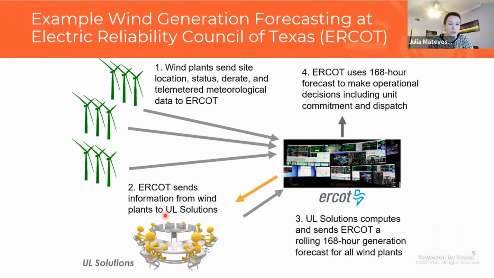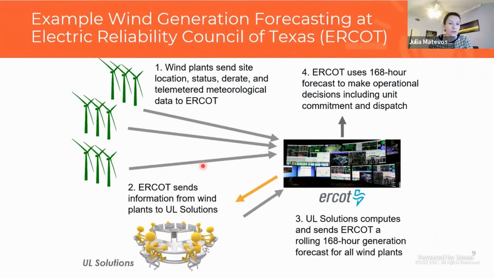This forecast is also being used in market dispatch mechanisms and so on. And it is updated every hour. So it's a rolling window of 168 hours, and all of this process is being repeated every hour. And then additionally to that, ERCOT now has similar forecasting for solar.